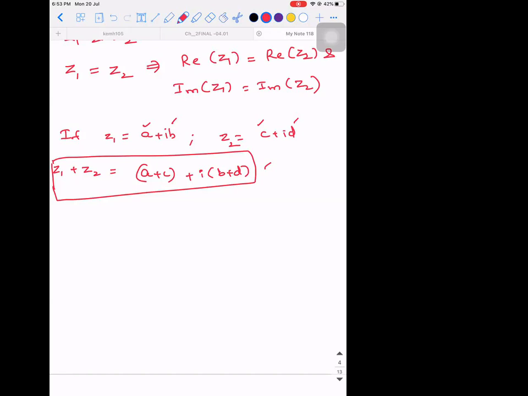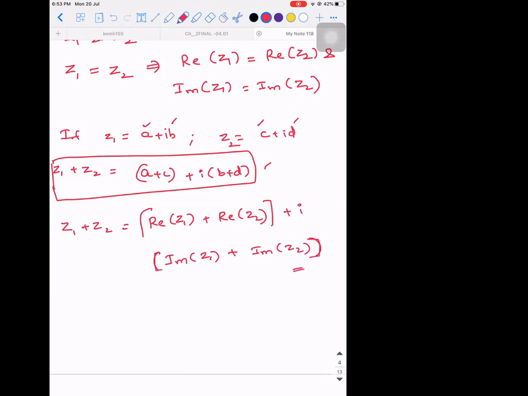See, in the textbook, I'm writing it like this. It is nothing but the real part of Z1 plus the real part of Z2, plus i into the imaginary part of Z1 plus the imaginary part of Z2. Got it?